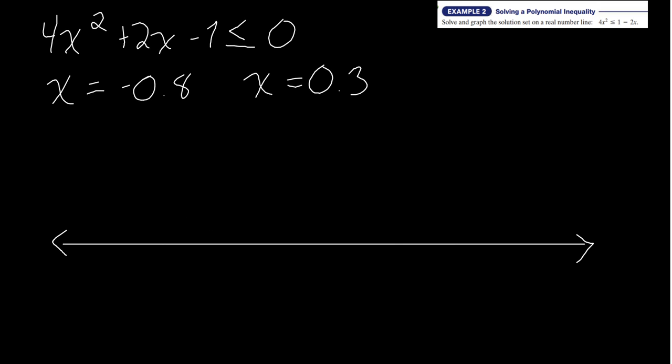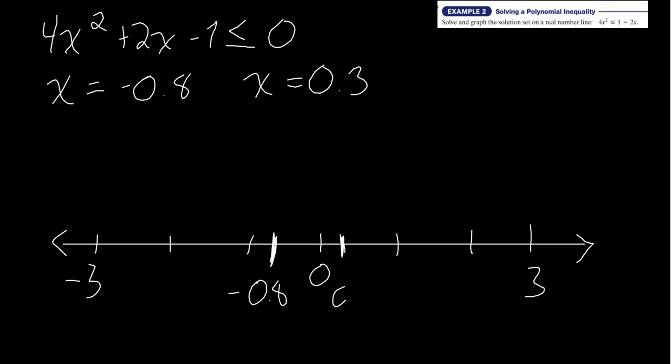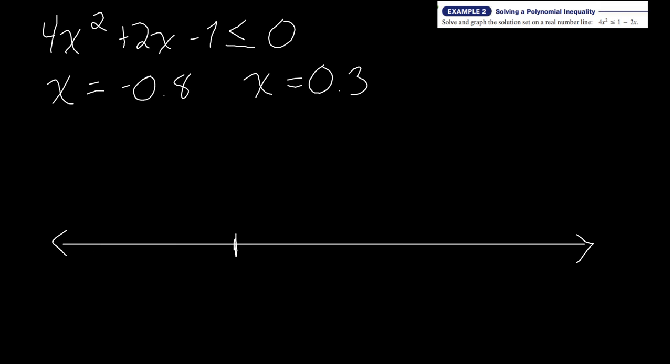It's not imperative that you do 0, 1, 2, 3, -1, -2, -3. This is a really good example because -0.8 is right here, and 0.3 is about right here, so it's kind of mushed together. Instead, it's just easier if we do this. We'll put -0.8 here, and we'll put 0.3 here. It doesn't matter where they're placed. It's the concept, the idea that matters.